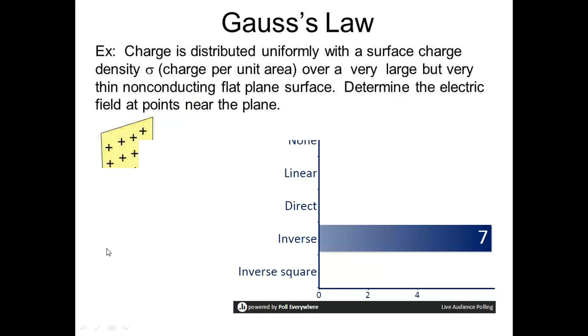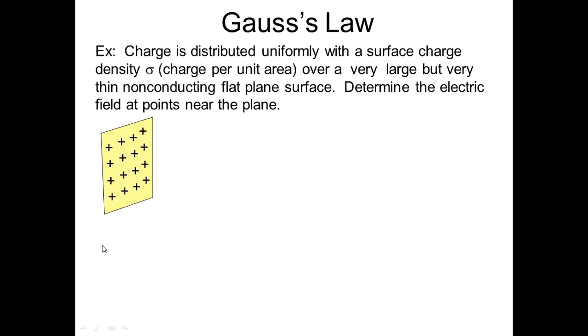Okay, so we're going to go on to the next slide. There we go. We have another example here. Charge is distributed uniformly with a surface charge density sigma. Before, we had a line charge, a certain amount of charge per unit length. Now the charge is smeared everywhere on a plane, a certain amount of charge per unit area, so I'm going to call it sigma, because it wouldn't make sense to keep track of where their locations are. It's smeared over this very large surface, but it's a non-conducting flat plane. Determine the electric field at points near the plane.